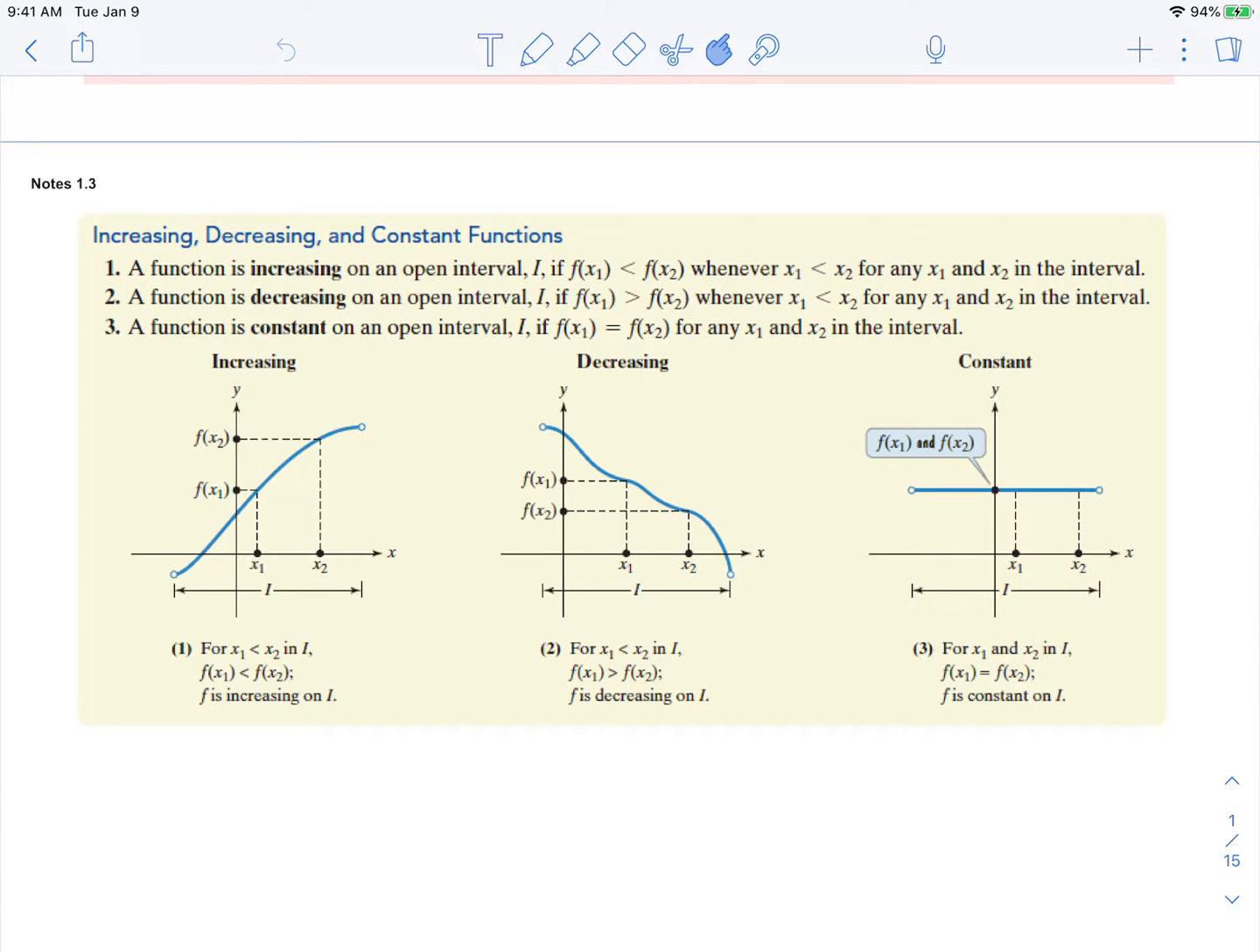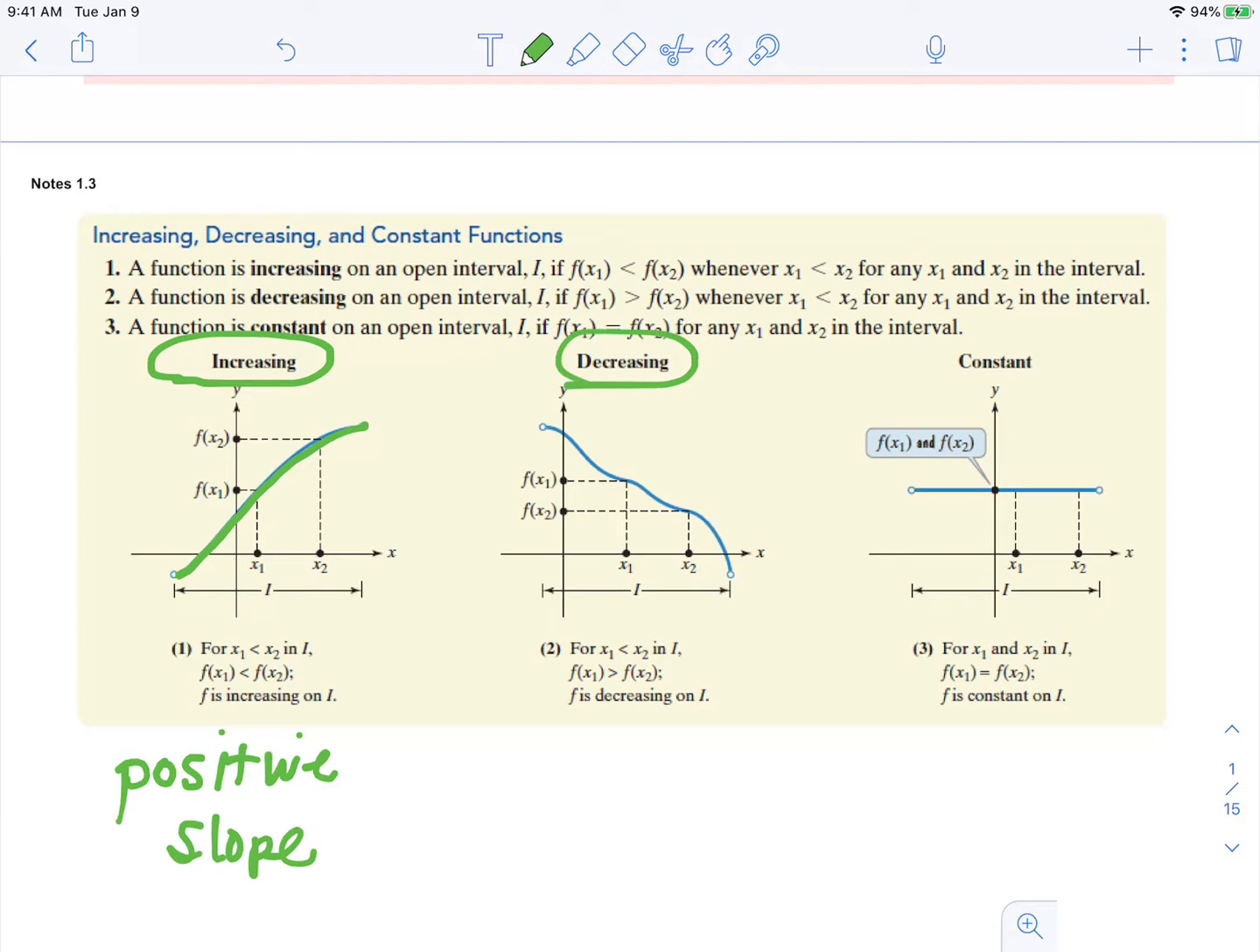Right, this first part is on identifying where a graph increases, decreases, and is constant. So the first one is increasing. Notice this graph is going up like this. What I tell my students to do is look and see where you have a positive slope.